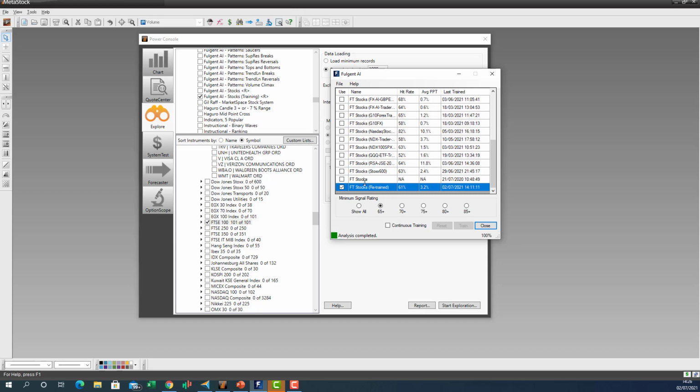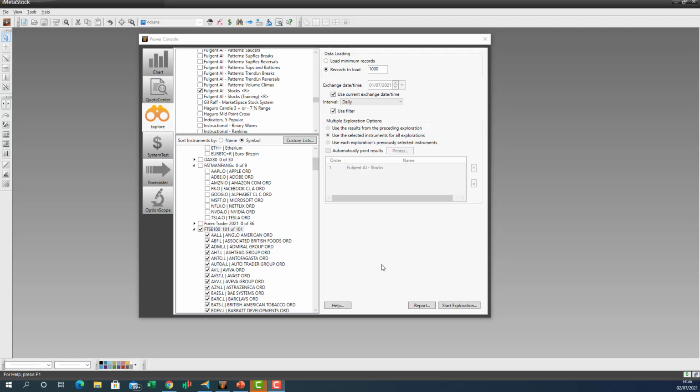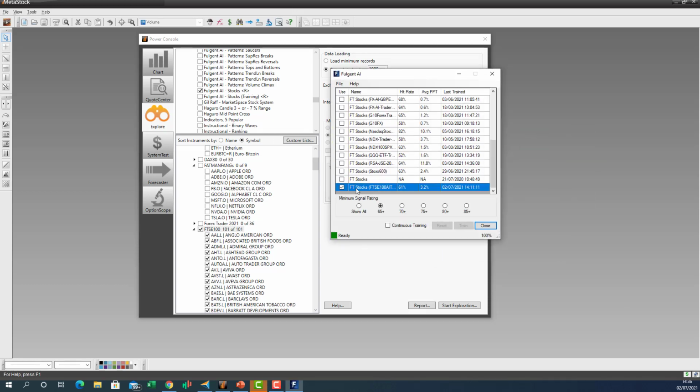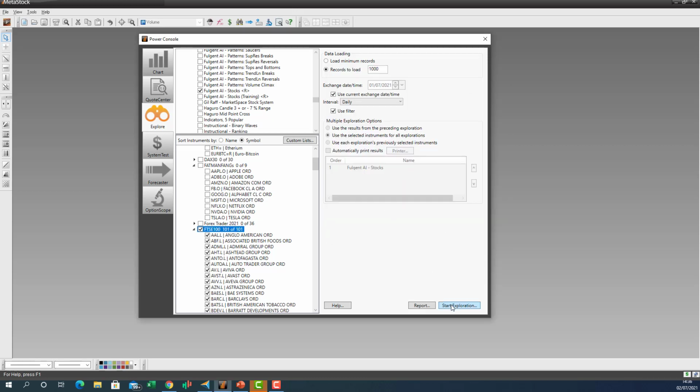So now I'm going to rename this to the FTSE 100 AI trading, and then we'll run the scan again and look at the individual charts from an artificial intelligence trading perspective. I'm back now. The engine is back to the Fulgent AI engine, and we're going to make sure we've selected our new trading strategy, the FTSE 100 AI trader. We've retrained the AI, with 65% plus signal rankings, which means it has to be more than 65% probability accurate. So I'm going to start the exploration and we'll see.